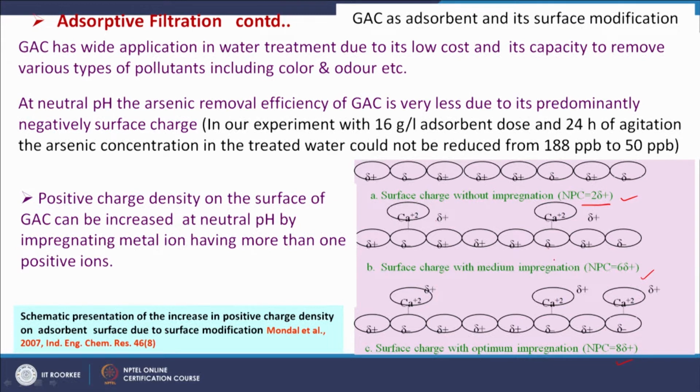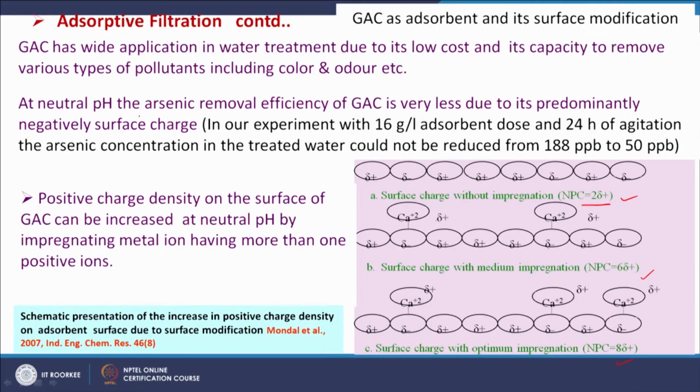So, by the impregnation of metals we are able to increase the positive charge density on the surface of the adsorbent. As a result, its capacity to capture the negatively charged ions from the solution will increase. At neutral pH, arsenic removal efficiency of GAC is very low due to its predominantly negatively charged surface. In our experiment, with 16 gram per liter adsorbent dose and 24-hour agitation, the arsenic concentration in the treated water could not be reduced from 188 ppb to 50 ppb. So, this is our own study. But when it was impregnated with calcium 2+ ion, the arsenic removal was much better than this.